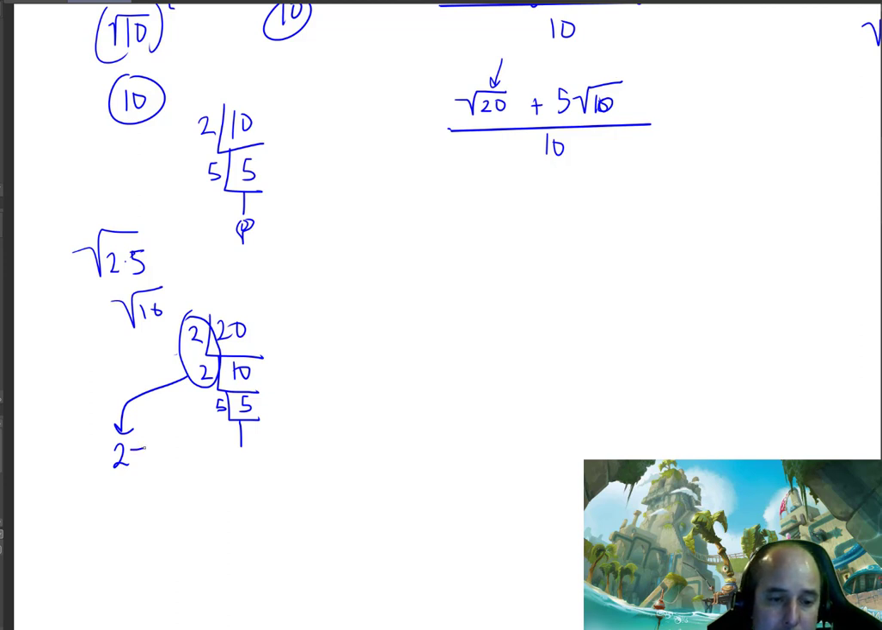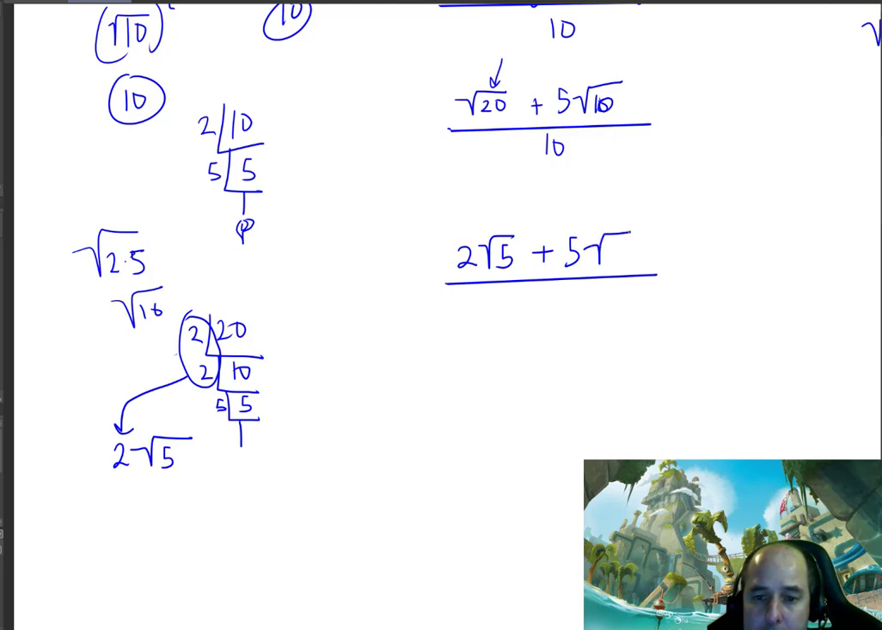Together they become just a 2 outside the house. And whatever is left with no partner is inside the radical, so that's 2 square roots of 5. So that square root of 20 turned into 2 square roots of 5 plus 5 square roots of 10, all over 10, right?